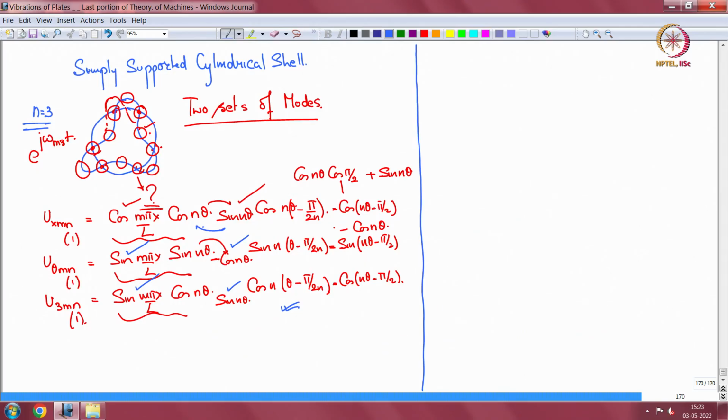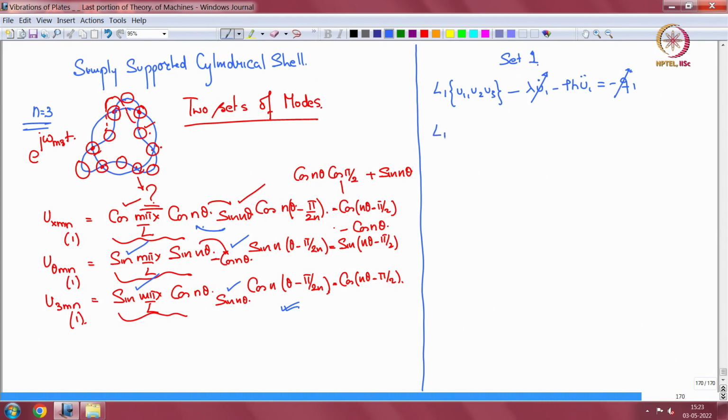Now, let us say set 1. What are we going to substitute in the equations? Let us say the equations are like this: L1 operating on U1, U2, U3 minus rho h u1 double dot is equal to minus q1. This is the form the textbook uses. So we are looking at natural frequencies, so we will keep it undamped and unforced.